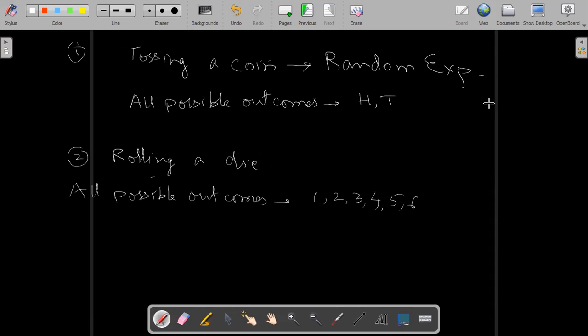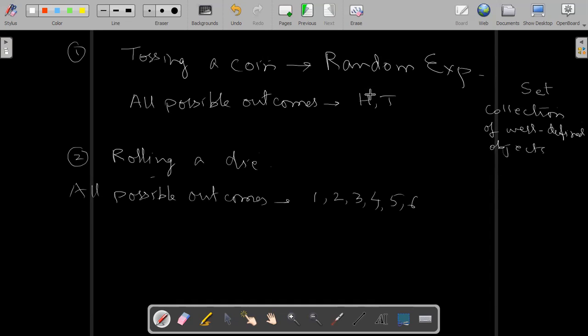So what is a set? Actually, set is a separate branch of mathematics that you will study as set theory in class 11. But here you just need to know what a set is. A set is a collection of well-defined objects.